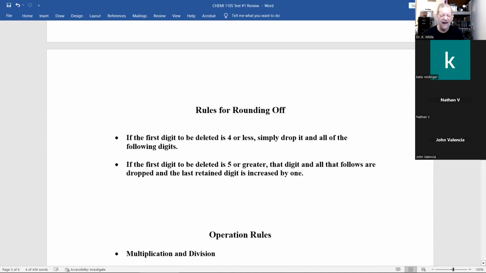Now, when it comes to math, there's a rounding off. And you'll see why we round off significant figures or numbers. And if the first digit to be deleted when you're rounding off is 4 or less, simply drop that number and all the following digits. If the first digit to be deleted is 5 or greater, then that digit and all following digits are dropped, and the last retained number is increased by 1. So let's take a look at this.